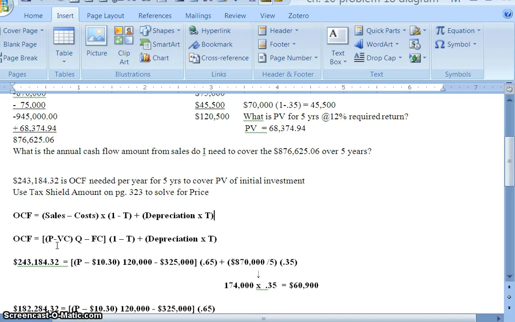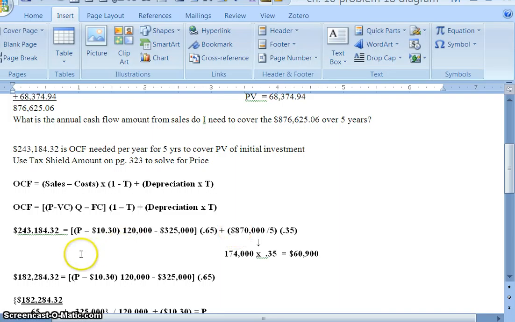So the formula for the tax shield amount is operating cash flow equals sales minus costs times 1 minus the tax rate plus depreciation times the tax rate. Again, this is on page 323. Another way I could state this is operating cash flow equals the price per unit minus the variable cost per unit times the quantity minus the fixed costs, taking all that times 1 minus the tax rate plus depreciation times tax.